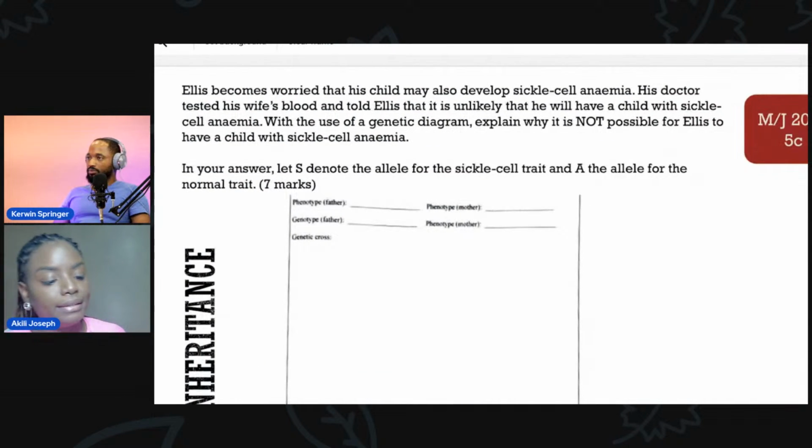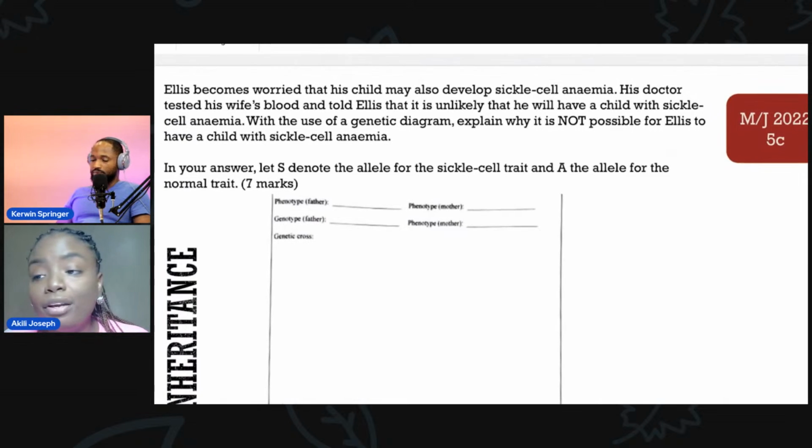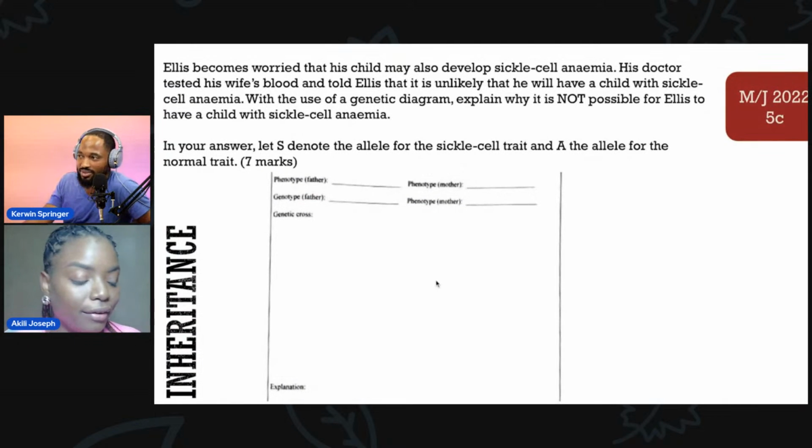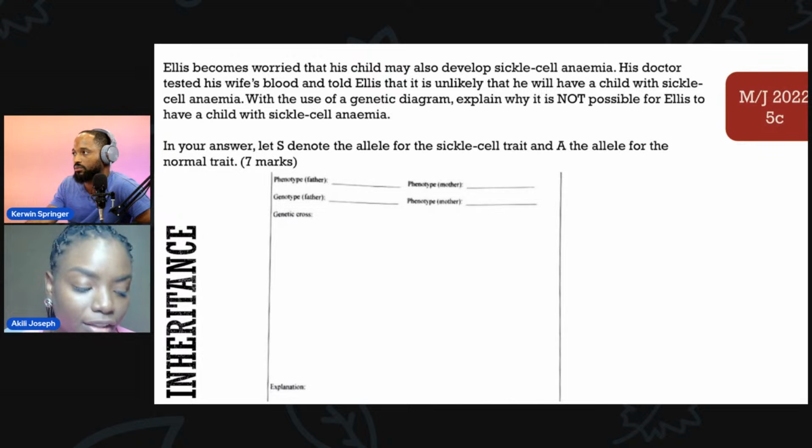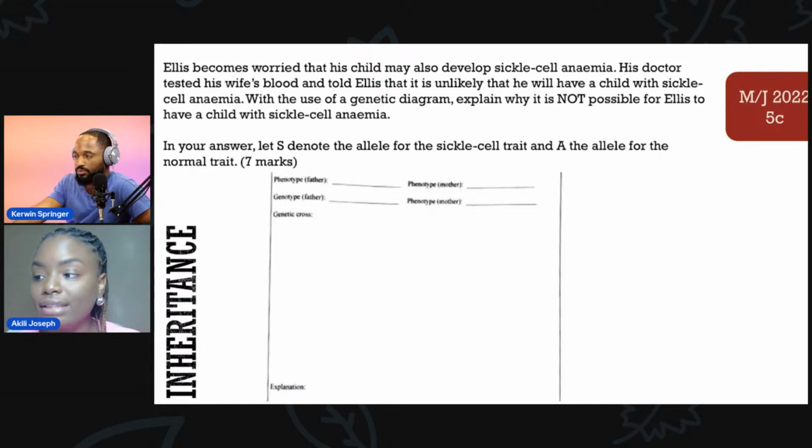Right, so this is from 2022. The copy of the 2022 paper had a terrible typo in the question, right? So Ellis becomes worried that his child may also develop sickle cell anemia. His doctor tested his wife's blood and told Ellis that it is unlikely that he will have a child with sickle cell anemia. With the use of a genetic diagram, explain why it is not possible for Ellis to have a child with sickle cell anemia, right? And now they told us in the question, in your answer, let big S denote the allele for sickle cell trait and big A the allele for normal trait, right? Hold on.